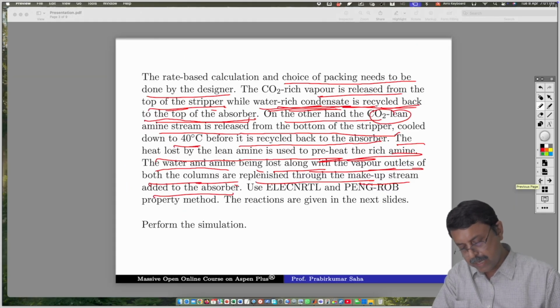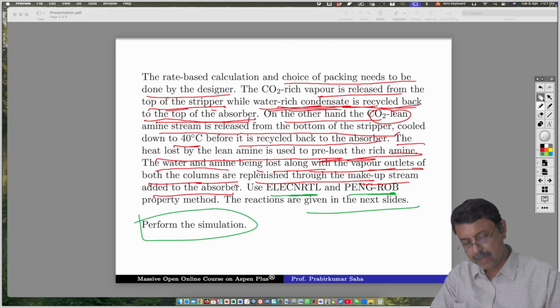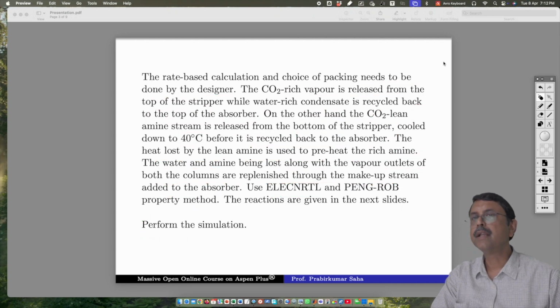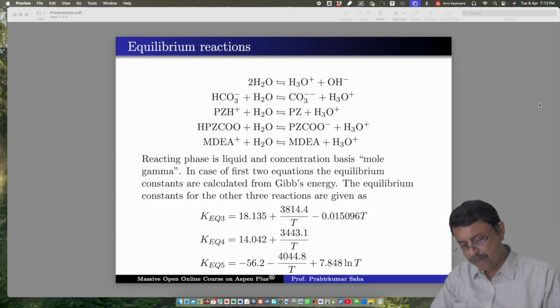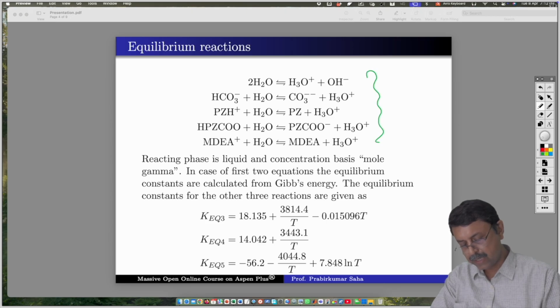Now, the property method: we will use the Elec-Inertial property method and the Peng-Robinson property method. The reactions are given in the next slide. Perform the simulation. Okay, so let us go to the next slide to see the reactions. Now there are 5 equilibrium reactions. Okay, so these are the 5 equilibrium reactions. The reacting phase is liquid. The concentration basis is mole gamma.